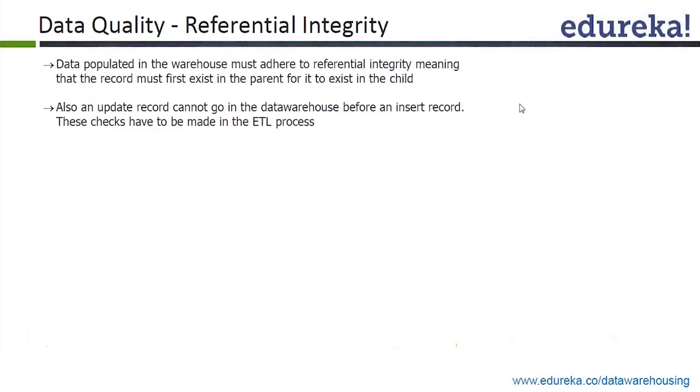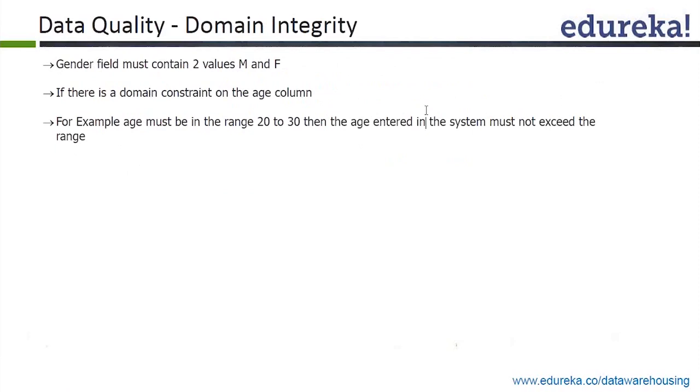So in this case, the referential integrity is not maintained. So these kind of scenarios have to be maintained in your ETL process. When you load your fact table, before loading it, you have to check whether all your dimensions exist in your dimension table or not. This way you can handle the referential integrity of your data. So that is one of the data quality parameters.